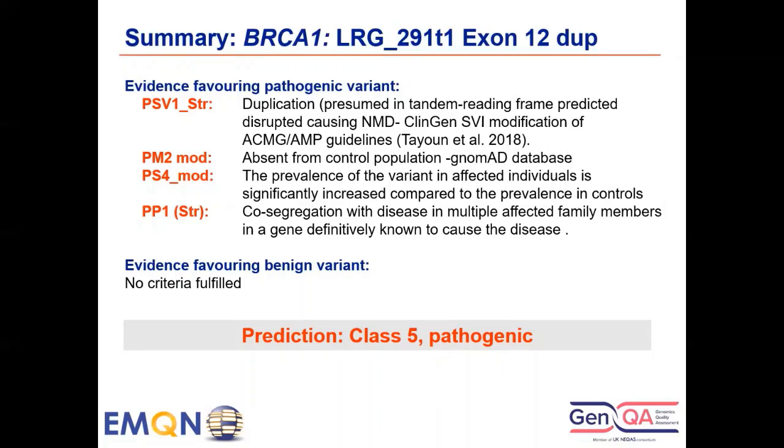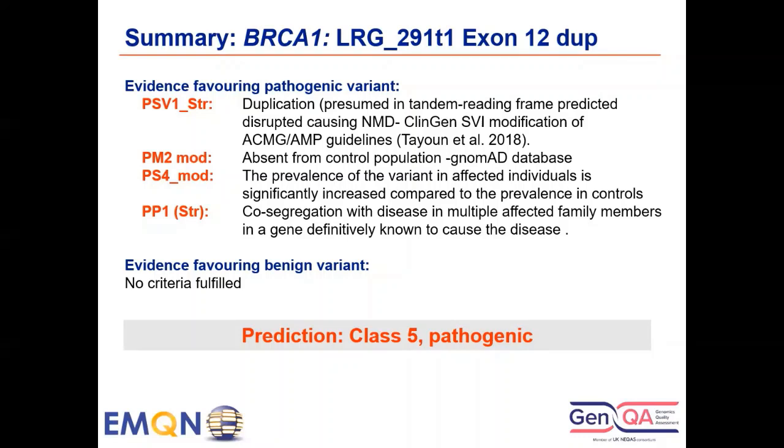So in summary, looking at this exon 12 duplication, the expert panel applied this list of evidence favouring a pathogenic variant. The first one being PVS1 strong, because this is a duplication, it's presumed in tandem, and the reading frame is predicted to be disrupted by nonsense mediated decay. It's also cited in this paper, and we applied the strong category because we had to make an assumption this was the same duplication as described in papers previously.